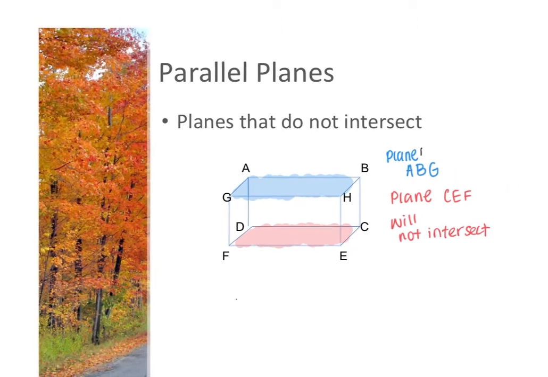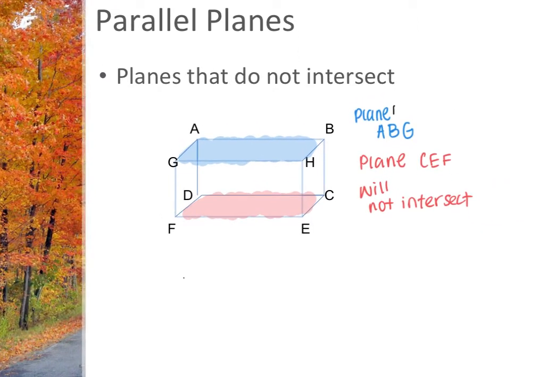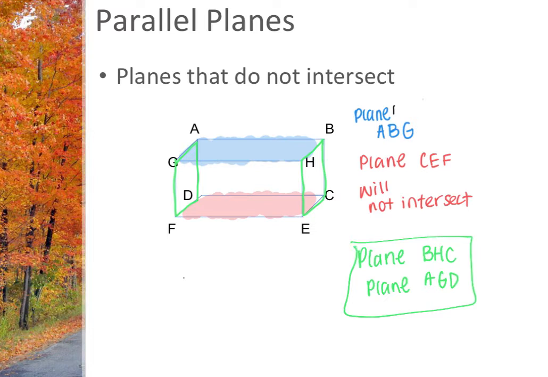Another set of planes that will not intersect are plane BHC, that's this one right here, and AGD. Oops, not H. AGD. All right, so we've got two sets of planes that will not intersect. There's more, but those are just two examples.